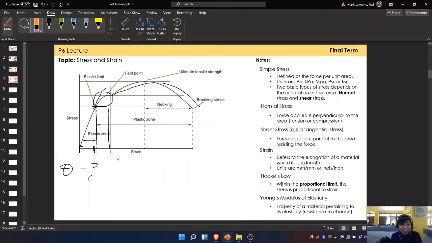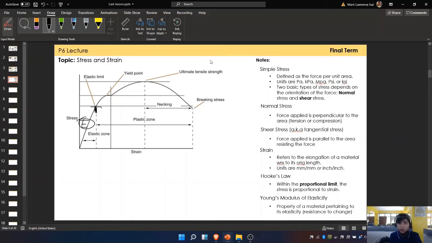Ang hirap pag walang sample material, pag diagram lang. Pero yun yung concept, no? So, again, dito nako-compute yung E o yung Young's modulus of elasticity ng material. Okay? So, yung parang how resistant it is to change yung force. Yun yung E.